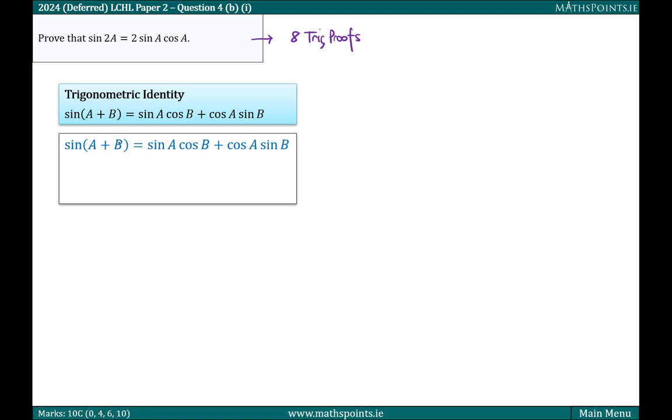So the sine of a plus b is equal to sine a cos b plus cos a sine b. If we were to change that b and make it an a also, and obviously if you're changing a b in the formula to an a, that means any other b's in the formula have to be changed to a's. Well, then we've created the sine of a plus a, and the sine of a plus a is the sine of 2a. Now, the sine of 2a is equal to sine a cos a plus cos a sine a, and there's two of those, so that's 2 sine a cos a. And so that's the proof done.